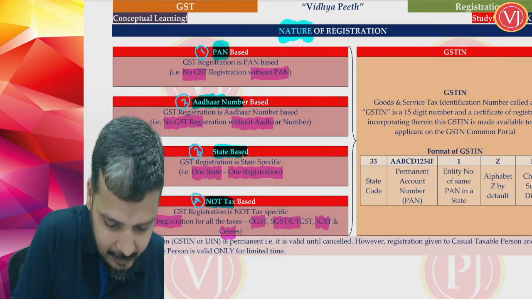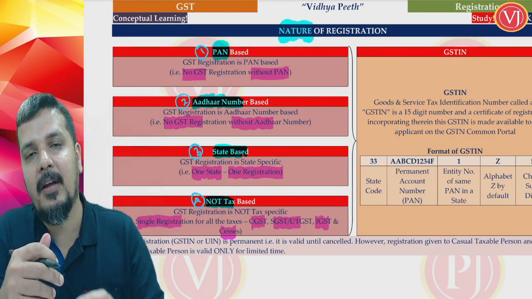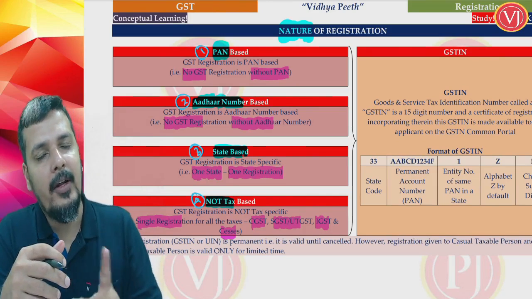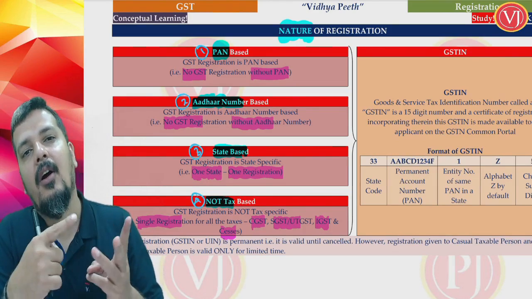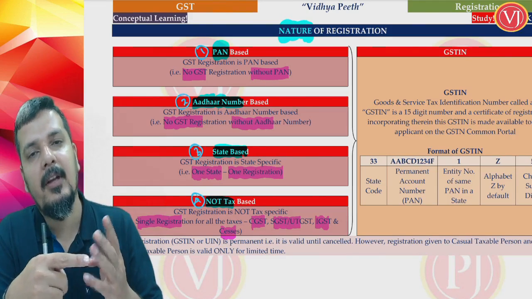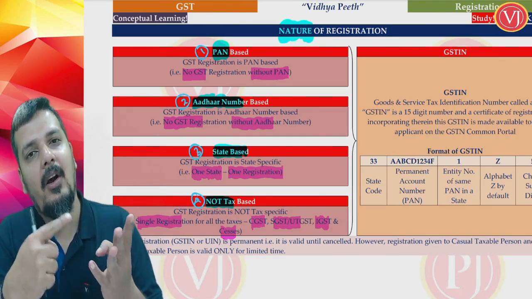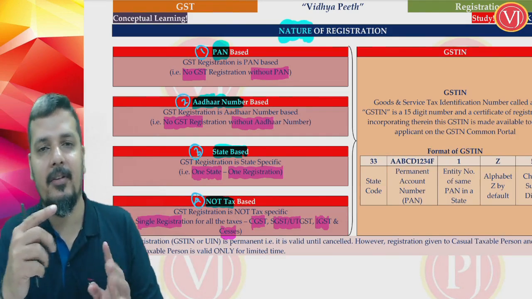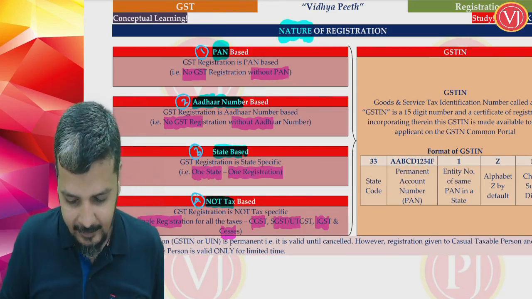And GST number is not tax based. Supposing you are taking registration in a particular state, say for example Maharashtra or Delhi, you are going to take only one registration, whether it is for CGST or Maharashtra SGST or IGST or cess. In Delhi, whether it is CGST or Delhi SGST or IGST or cess, there will be a separate one registration. So it is not tax based, no separate registration for each of the taxes.